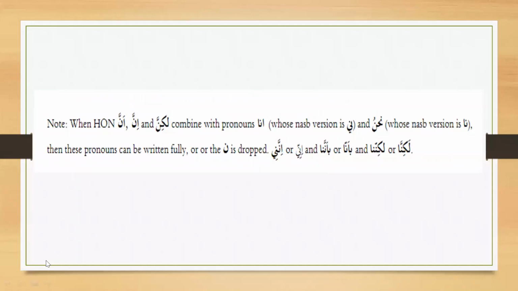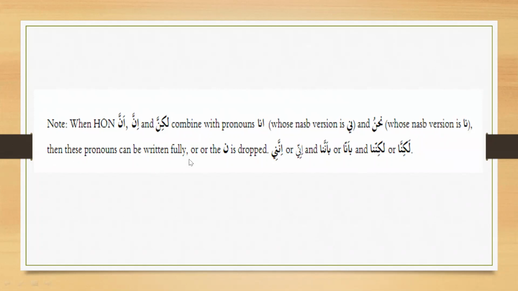Another important point: when we read the Quran, we can find both types. The harf of nasb anna, inna, and lakinna all have noon shadda at the end. When they combine with the pronouns ana and nahnu, the attached form of ana in the nasb version is ni, and the nasb version of nahnu is na.